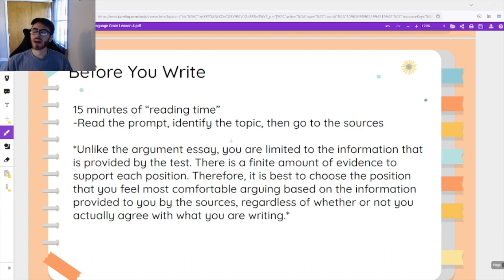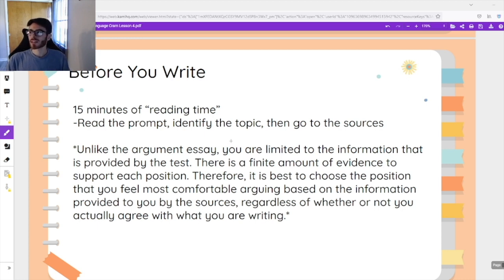Now, you're not actually limited to that, right? It's not that you have to spend 15 minutes of reading time before you're allowed to start writing or anything like that. You can use that time however you want. You have 45 minutes per essay in total. However, they recommend that 15 minutes is reading time.